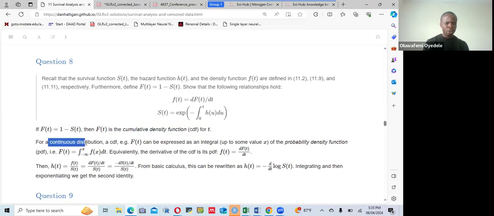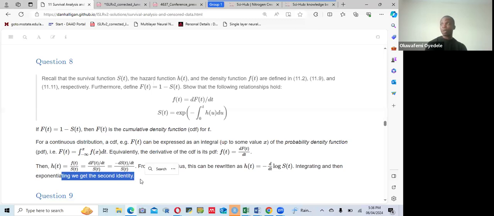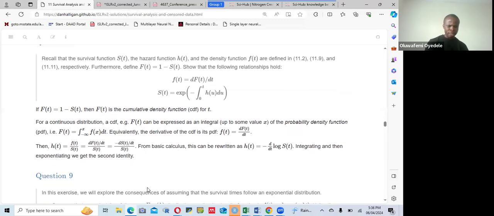So for a continuous distribution, a cumulative distribution function, for example F(t), can be expressed as an integral up to some value x of the probability density function. Equivalently, the derivative of the cumulative distribution function is its probability density function, which is given by this. Then h(t) is also given as this from basic calculus. This can be rewritten as h(t) equals minus d over dt of log S(t). Integrating and then exponentiating, we get the second identity.